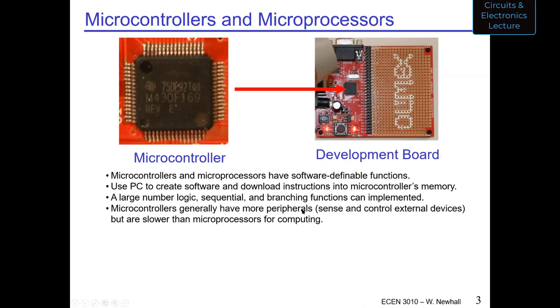Microcontrollers typically run a lot slower. They run at usually megahertz speeds, like 1 megahertz, 8 megahertz, maybe 16 megahertz. The really fast ones are maybe 70 megahertz. And they're not really meant for crunching numbers. They're meant for sensing and controlling. So that's the major difference between microcontrollers and microprocessors. But at their core, they're pretty much the same thing.